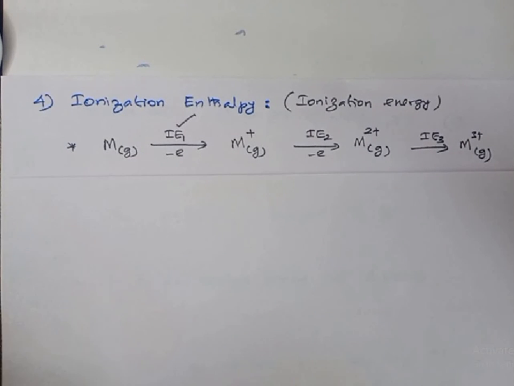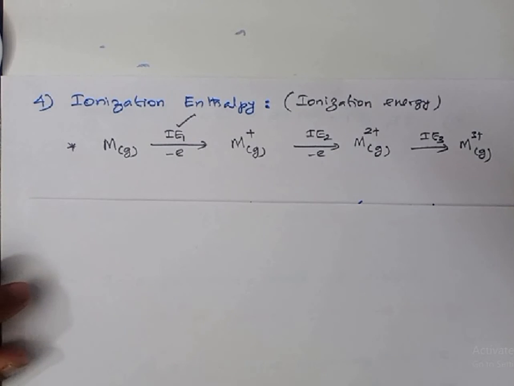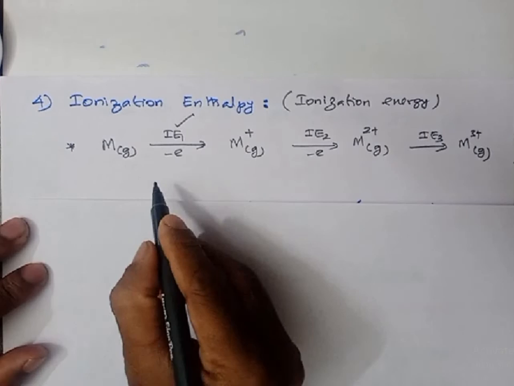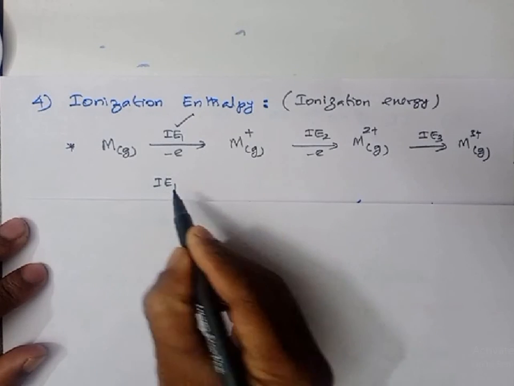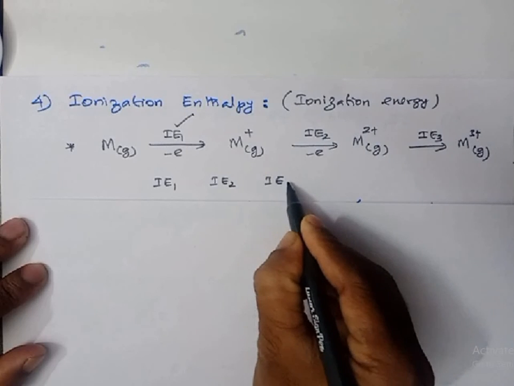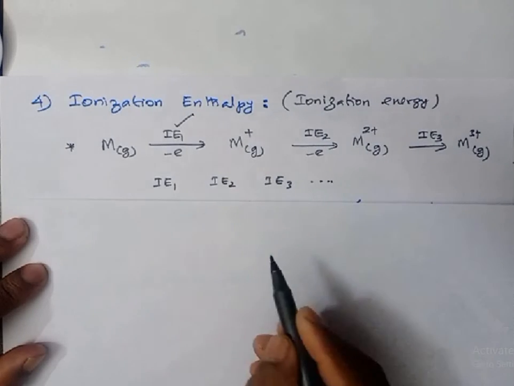Ionization energy means the energy required to remove an electron from the neutral species. That is called first ionization energy. For second and third ionization energy, we can define in a similar manner. Good. And listen, students, for a given element, for a given metal, if you compare first ionization energy, second ionization energy, third ionization energy, and so on, right?